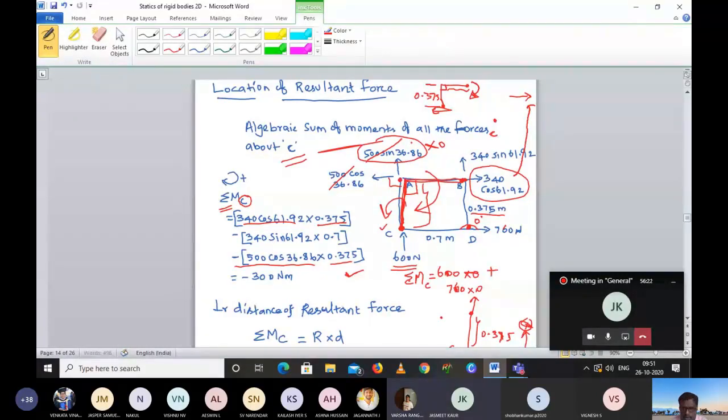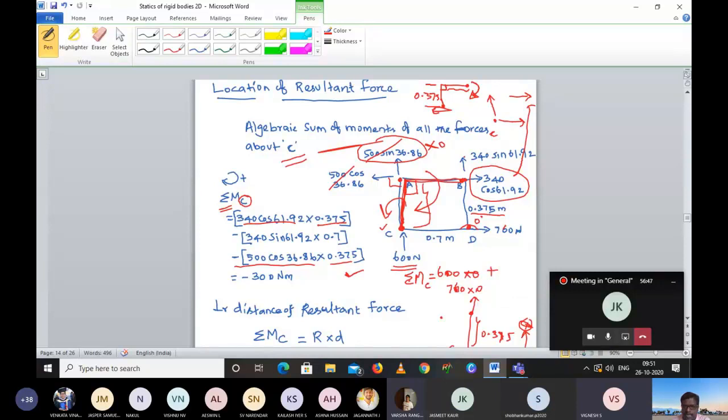Tell me, whether I have to take a horizontal distance or a vertical distance. Which one will create it? Vertical distance. That's why I have taken 0.375. Okay, sir. Got it? Yes, sir. Vignesh, any doubt in this? No, sir. Soban? No doubt, sir.